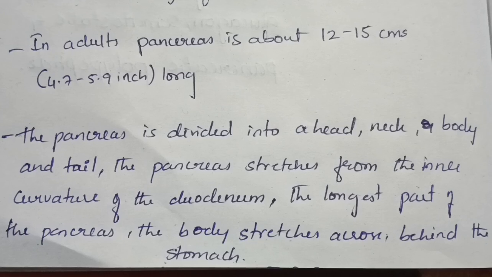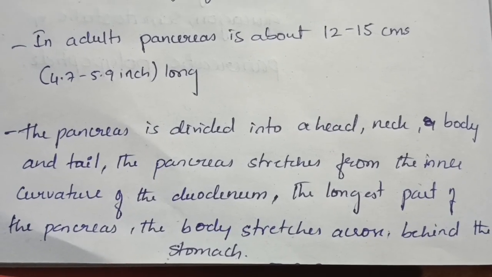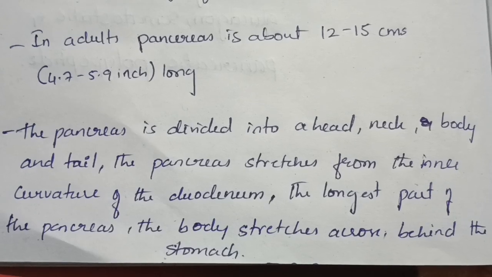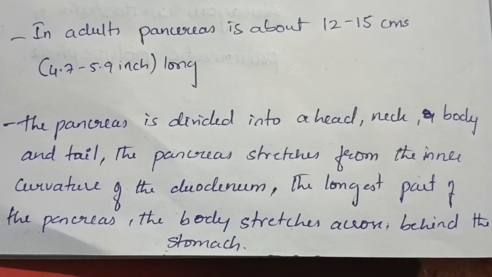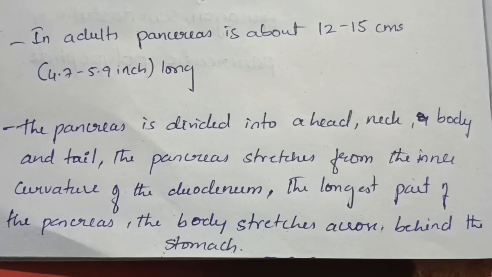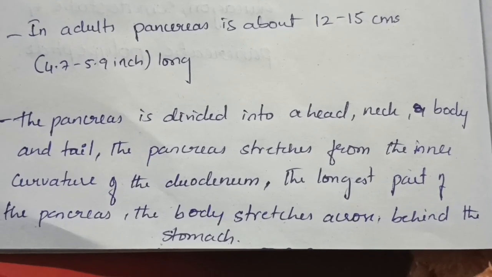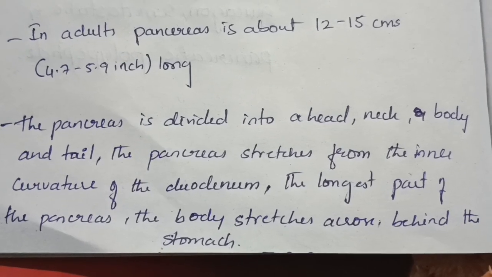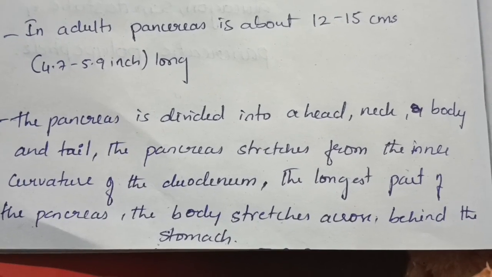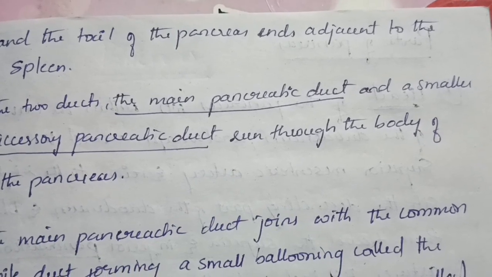In adults, the pancreas is about 12 to 15 centimeters or 4.5 to 5.9 inches long. The pancreas is divided into a head, neck, body, and tail. The pancreas stretches from the inner curvature of the duodenum, and the body is the longest part of the pancreas. The body stretches across behind the stomach. The tail of the pancreas ends adjacent to the spleen.